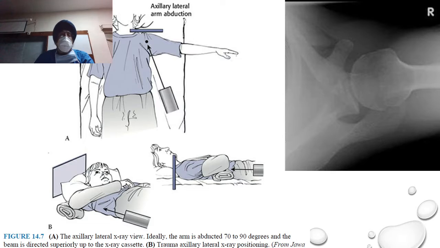Then the axillary lateral X-ray view. Ideally, the arm is abducted 70 to 90 degrees, and the beam is directed superiorly up to the X-ray cassette. This is the trauma axillary lateral X-ray position. So this is what you will find on the X-ray. This is the X-ray showing the lateral axillary view.